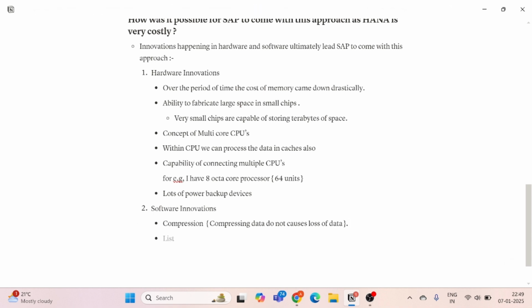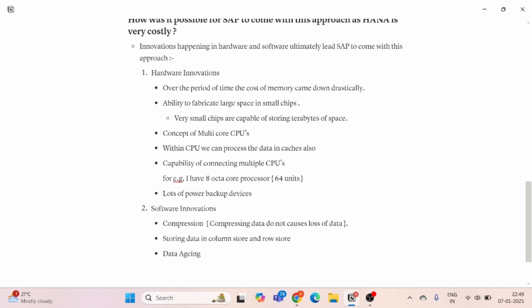Then another important feature, the most important feature of our ABAP on HANA, storing data in column store and row store. Storing the data in column store and row store, very important. We will see it in detail. Then the concept of data aging came into the picture.